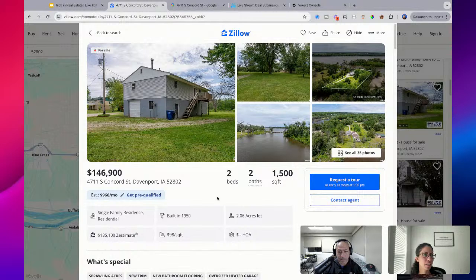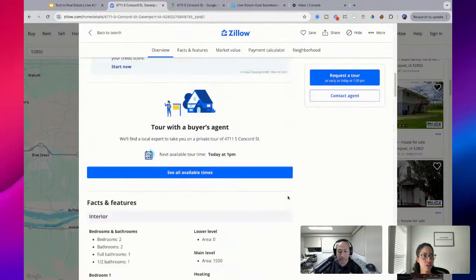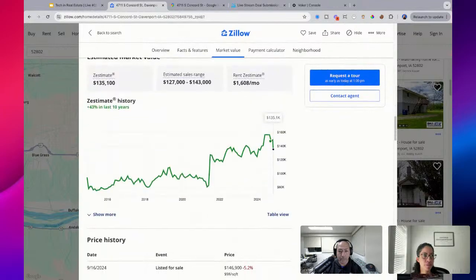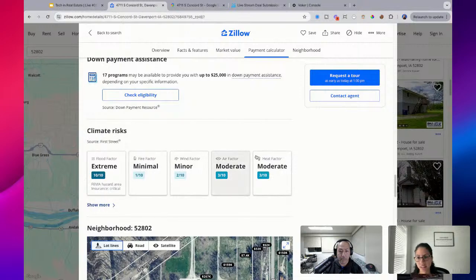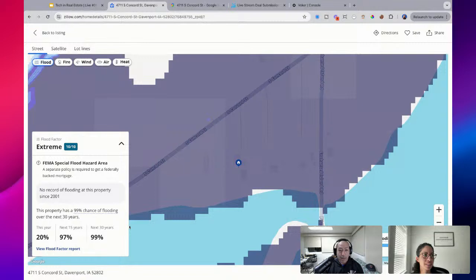And I think Trade Better has a great point here: because we see so much water, we would want to check if this is in a flood zone. I'm not sure if you've seen this, Mark, but recently Zillow has added climate risk as well. They break it out from flood, fire, wind, air, and heat. And it looks like this one is potentially in a flood zone.